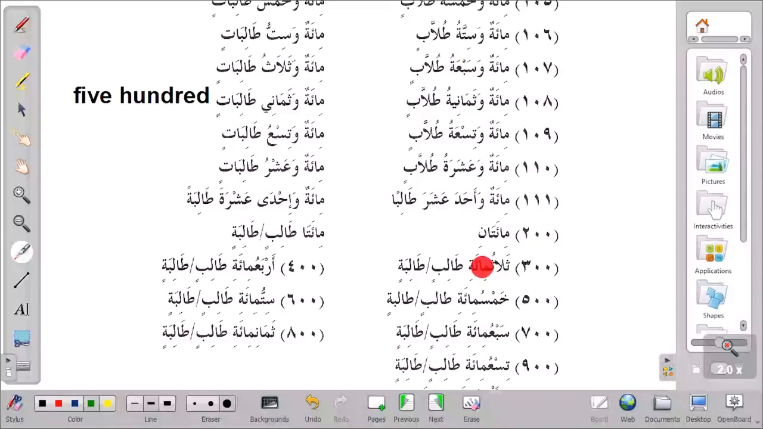Okay. There's an exception. You know that from 3 to 9, the thing we are counting must be plural, like salasatu aqlamin. I didn't say salasatu qalamin. I say what? Salasatu aqlamin. The thing we are counting from 3 to 9 must be plural. Oh, that is clear. But here mi'a, it remains like that. It doesn't change. There's no plural for it. When we say salasu mi'a, we just use the singular as it is. That's how it is. This is an exception. Okay.